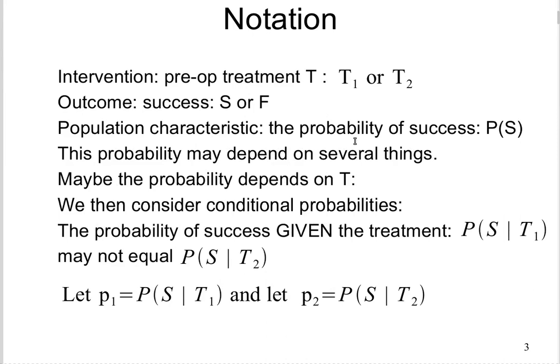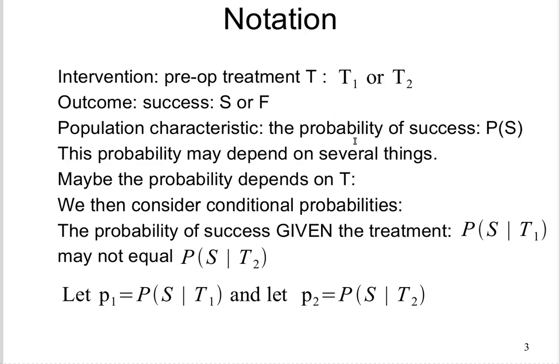Inevitably, then, we're going to have some notation. In epidemiology and biostatistics, there's a fair bit of symbolism, but it will be important as you move forward to use the descriptions of these symbols rather than just the symbols themselves. So we have the two preoperative treatments, T1 or T2. We're going to keep it generic, so we'll just refer to pretreatment number 1 and pretreatment number 2, and the outcome, success or failure, S or F.